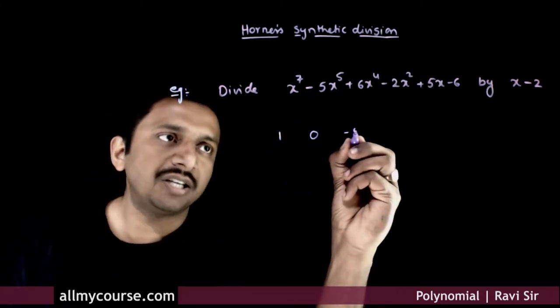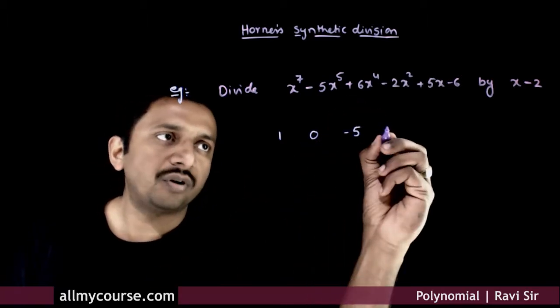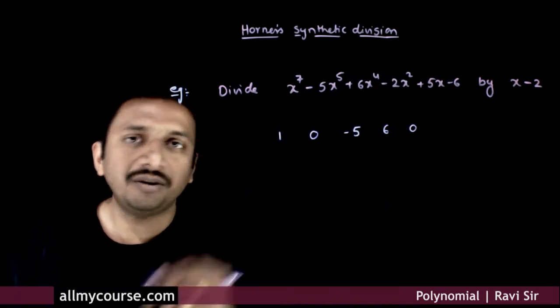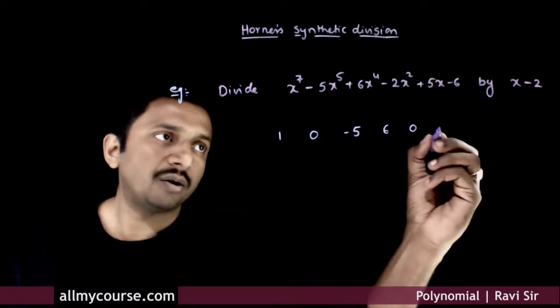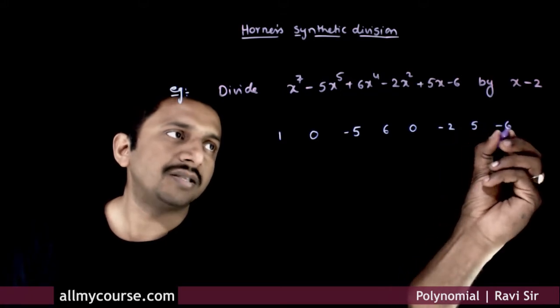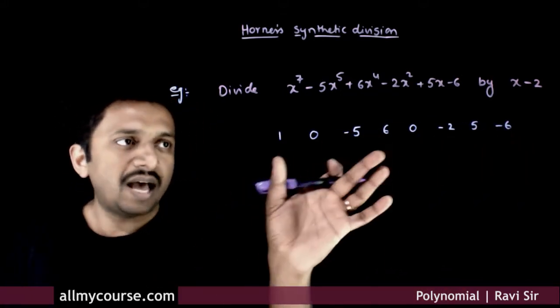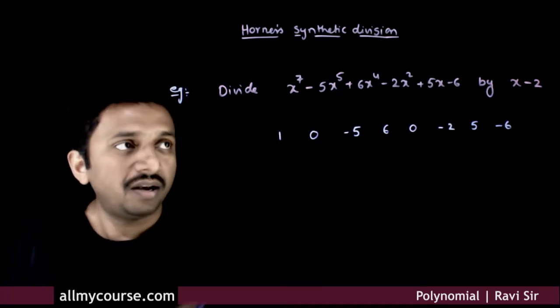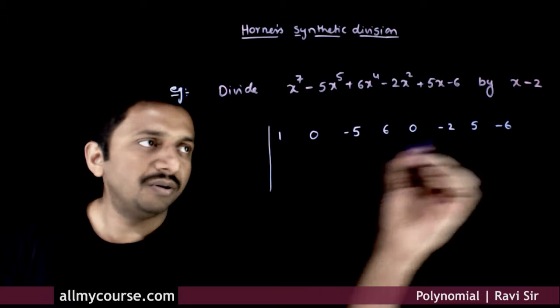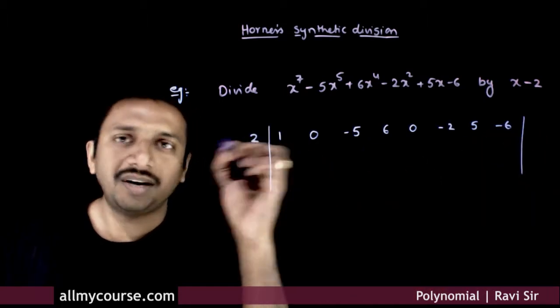The x^5 coefficient is minus 5. The x^4 coefficient is 6. The x cube coefficient is missing, so it is 0. The x square coefficient is minus 2. The x coefficient is 5 and the constant is minus 6. So you have a total of 8 terms. Now I want to divide this by x minus 2. So I just need to write 2 here, right?